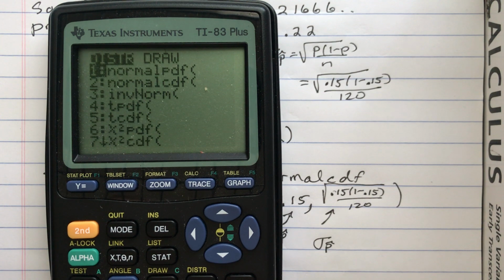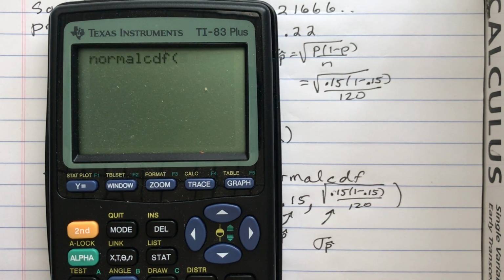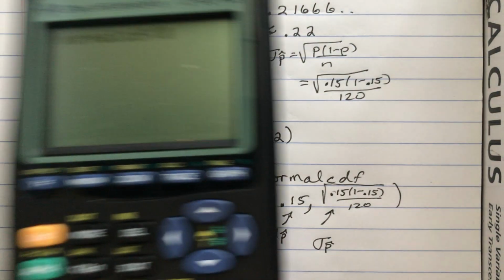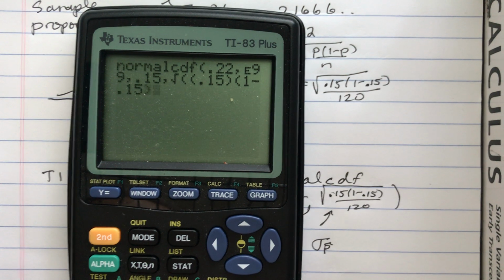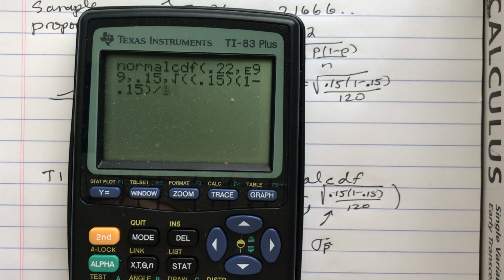So it's second distribution, number 2 is normal CDF. So 0.22 is the left end point. The right end point is infinity, so I'll just put a big number, E99. And then I will put in the proportion of the population, and then I'm going to try to do the square root properly. So I'm going to write 0.15, which is p, 1 minus 0.15, which is 1 minus p, divided by 120, which is the sample size.